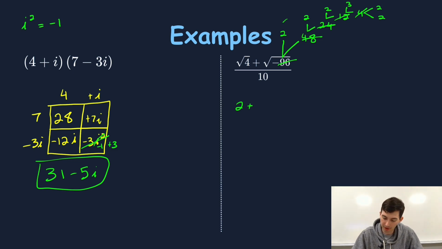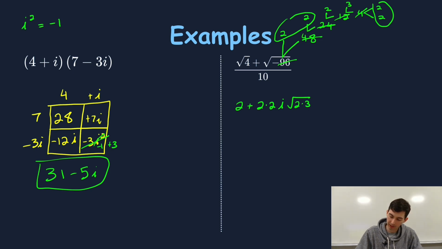Now let's find some pairs. I see I have a pair of 2's here and a pair of 2's here. I cannot do anything with this 2 because I don't have another 2 that's going with it. So I'm going to say 2 times 2 when I pull that out. I'm also going to have an i because it's negative. And then inside the radical, I'm left with 2 times 3. And all of this is being divided by 10.